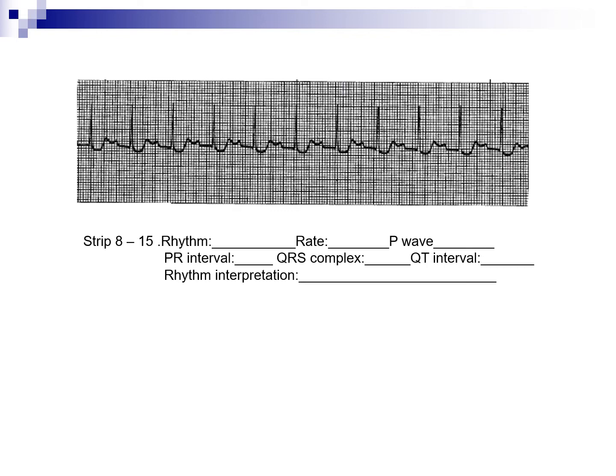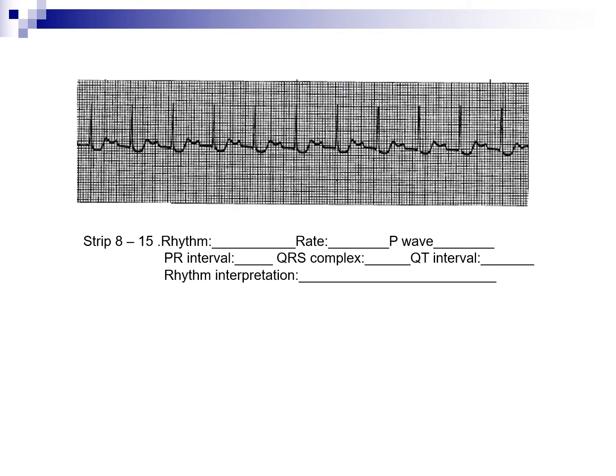Now this is where you measure your PRI. Your PRI is prolonged. It's 0.24 to 0.28. So you do have a prolonged PR interval. Your QRS is within normal limits of 1.5 to 2 boxes, 0.06 to 0.08. Your QT interval is 0.36 to 0.40.